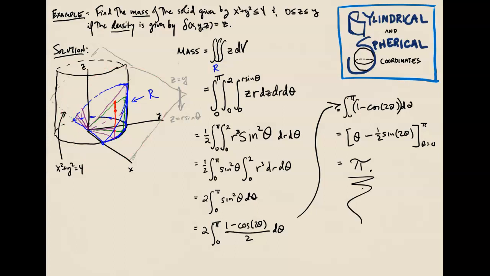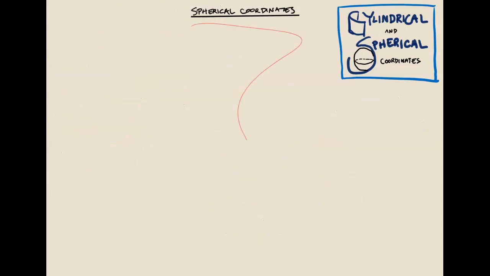Okay, enough of cylindrical coordinates. Let's move on to spherical coordinates. These give us another way of laying down coordinates in R3, so I need to tell you how they work.